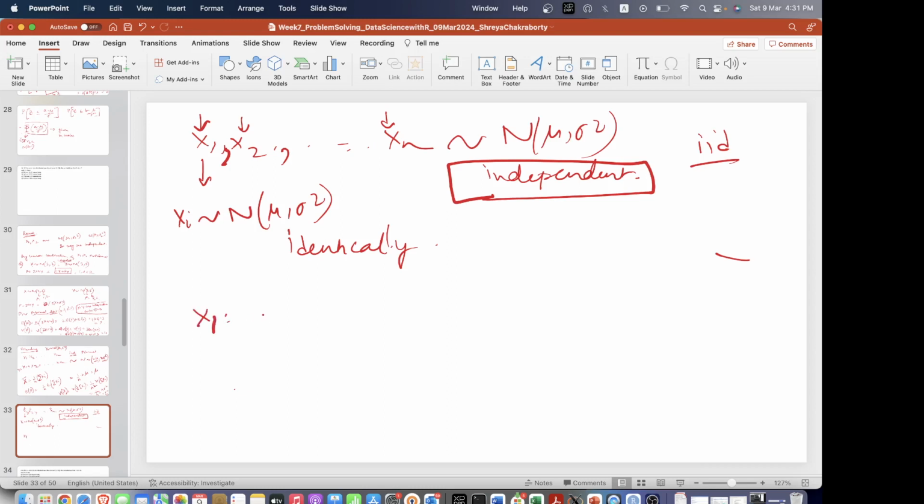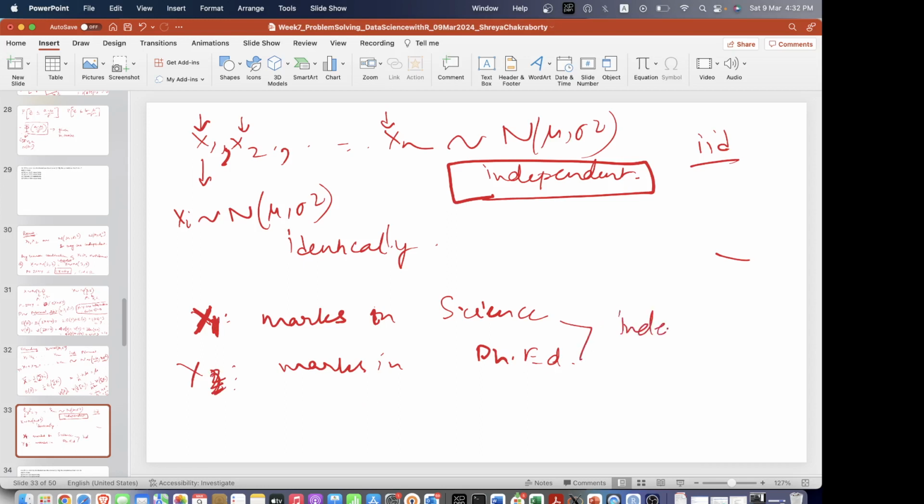Let's say x1 is your marks in some subject, let's say marks in science, and x2 is your marks in physical education. If I assume that your marks in science is not dependent on your marks in physical education, then these two variables are independent. Now I collect, let's say you have 100 students in the classroom.